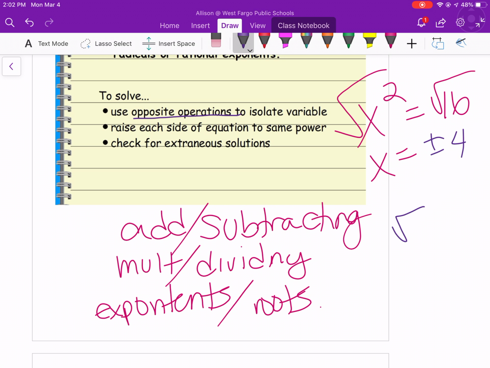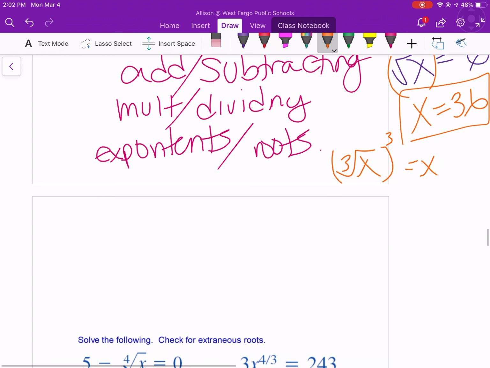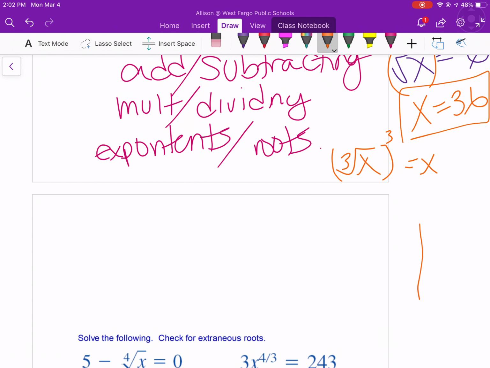If you have the square root of x equals 6, so if the inverse of squaring something is taking the square root, then if you have a square root, the inverse is to square it. So you get x equals 36. So you go backwards. That's kind of what we're going to focus on today. The inverse of the cube root would be to cube it. The inverse of a fourth root then would be to the fourth power, etc.